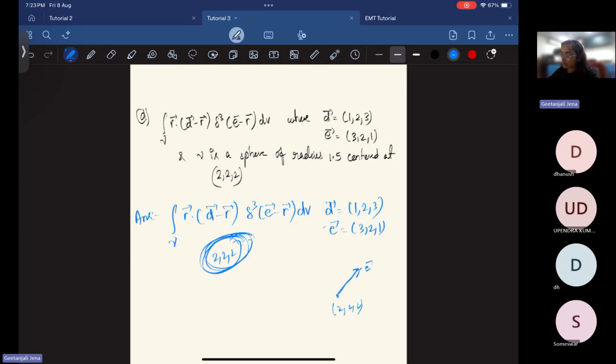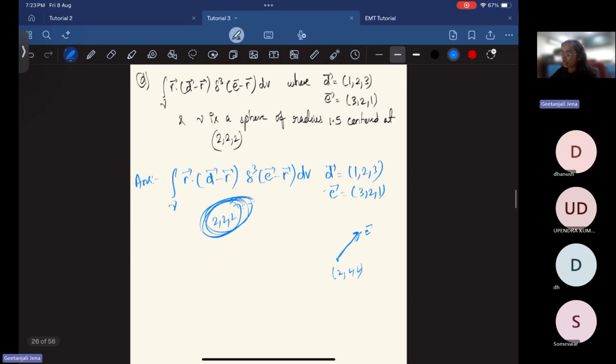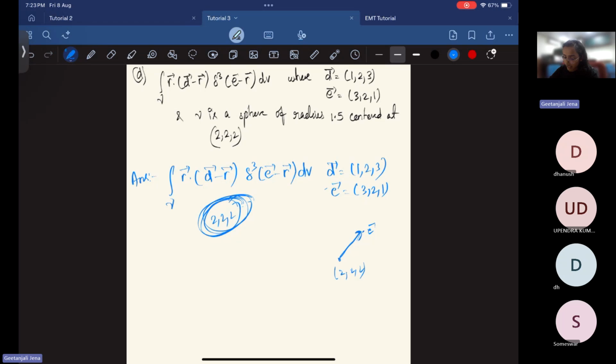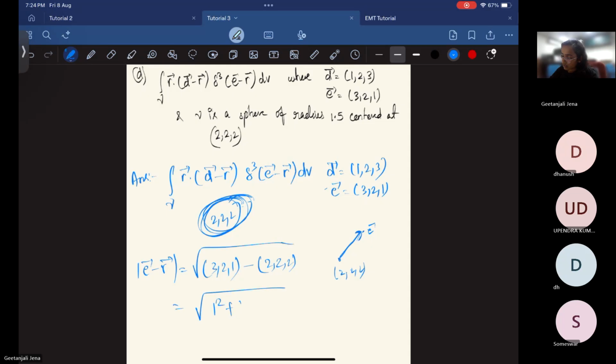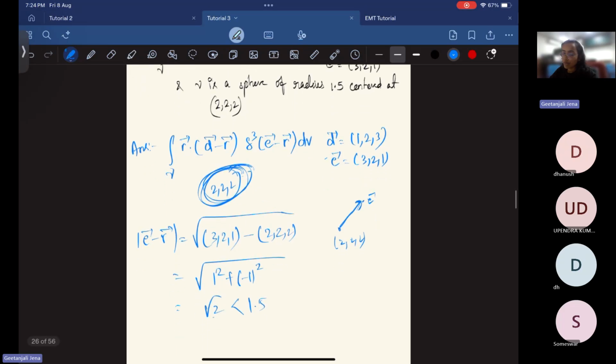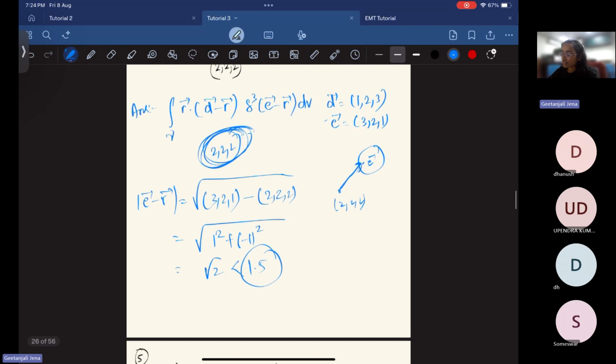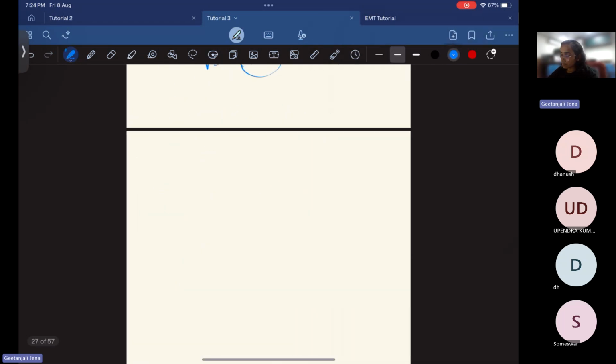Yes, minus 4 is correct. Okay, so I think then you know how to calculate. Let me briefly go through the process. E minus R will be square root of (3,2,1 minus 2,2,2), which is 1 square plus minus 1 square, which is square root 2, and this is less than 1.5, right? This is 1.4. So the point is inside the sphere and the integration will give a non-zero value.